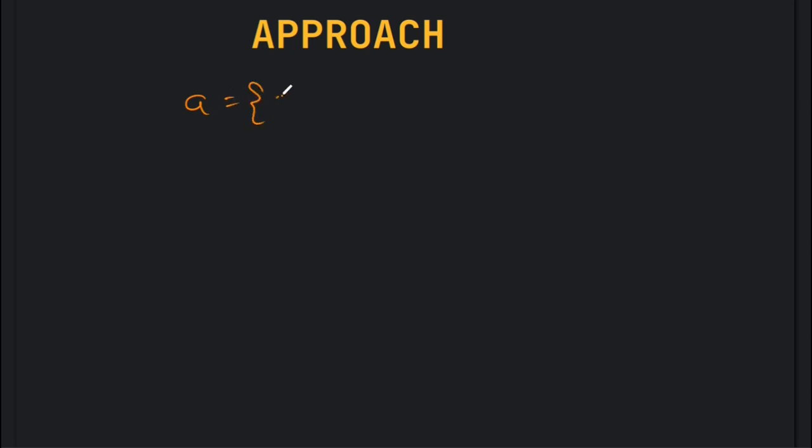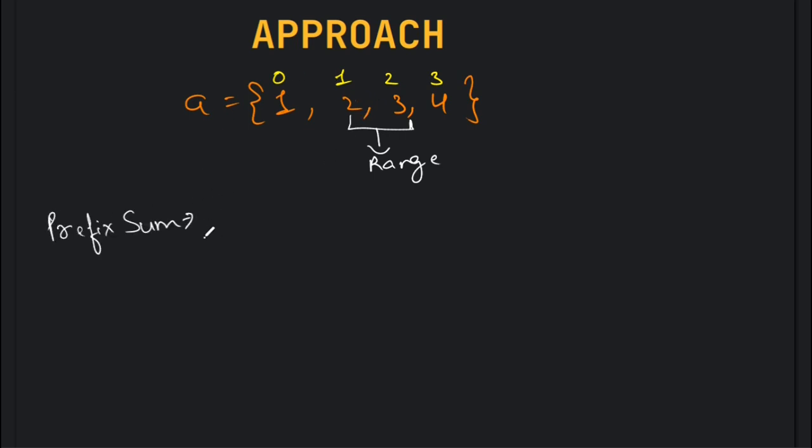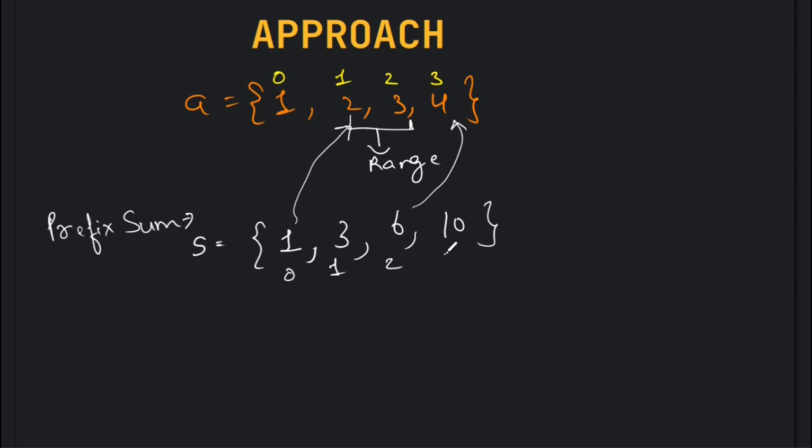So we have an array. We have to give sum of a certain range, right? For that, first we will calculate the prefix sum. Let's call this as S. So prefix sum for the first position will be sum till 0th, so it will be 1 itself. Then we will add this element. 1 plus 2 will be 3. 3 plus 3 will be 6, and then 6 plus 4 will be 10, right? So this is our prefix sum with index 0, 1, 2 and 3.